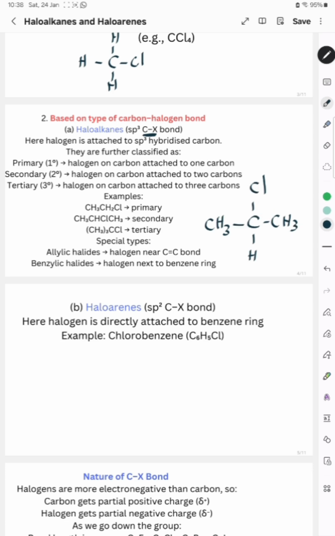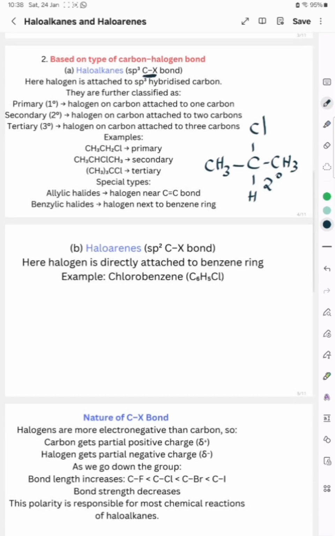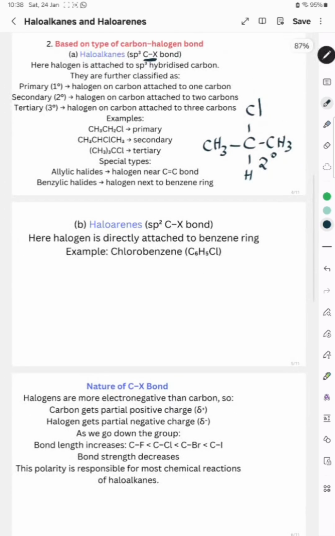If we take this, the carbon is secondary as there are two methyls and one hydrogen. So this is secondary. And if the carbon is tertiary, like three alkyl groups and one chlorine, this comes under tertiary. And there are special types in this like allylic halides, in which the halogen is near the C double bond C. Like if this is C double bond C and CH2Br. Here halogen is near to this double bond between two carbons. These are called allylic halides.